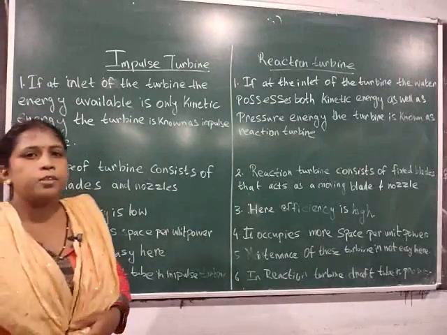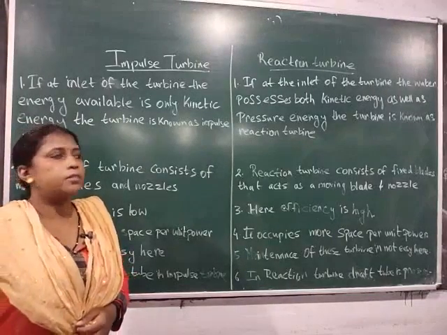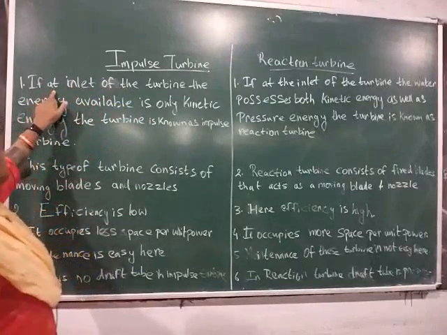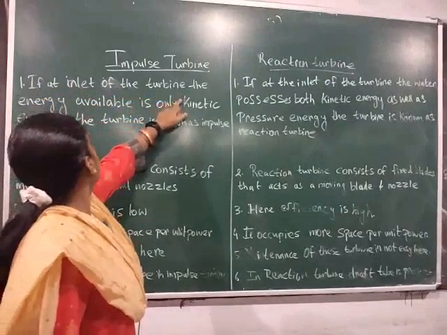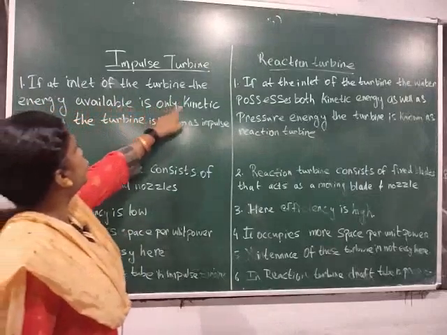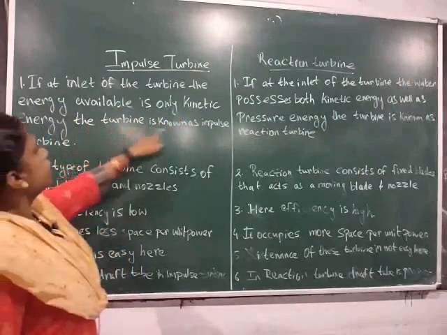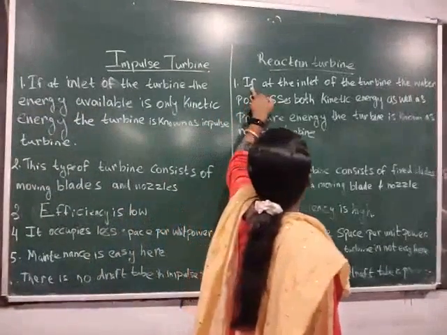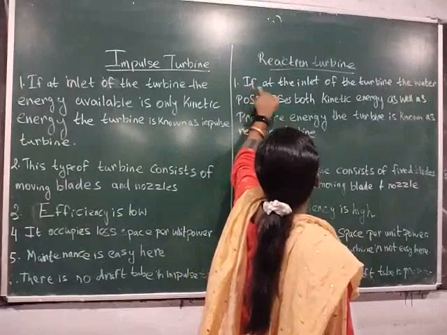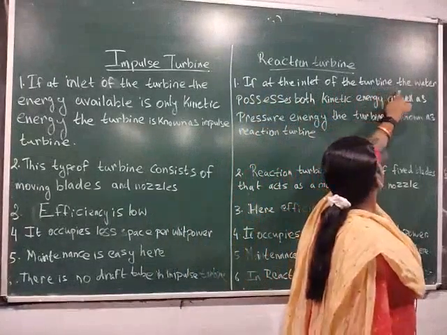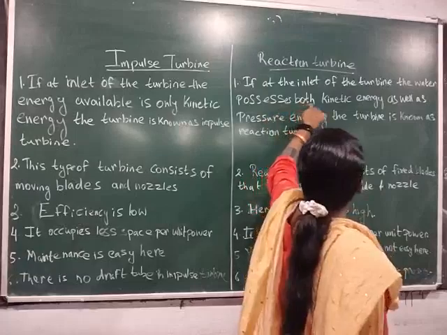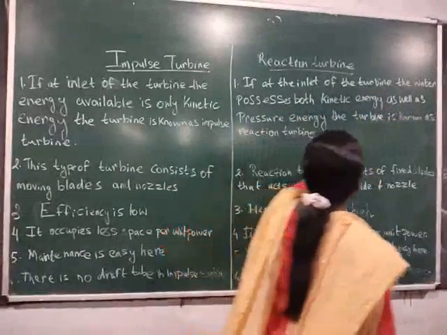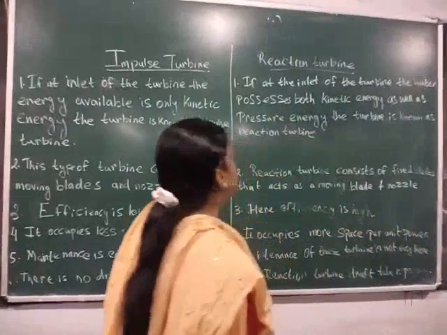Next we will see the difference between impulse turbine and reaction turbine. In an impulse turbine, if at the inlet of the turbine the energy available is only kinetic energy, the turbine is known as an impulse turbine. In a reaction turbine, at the inlet of the turbine, the water possesses both kinetic energy as well as pressure energy. The turbine is known as a reaction turbine.